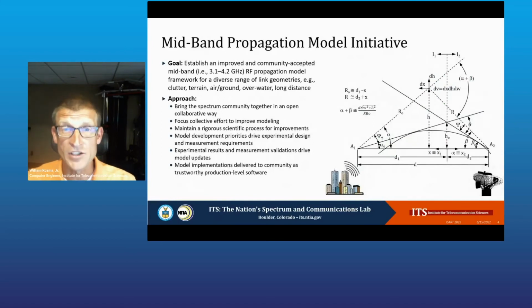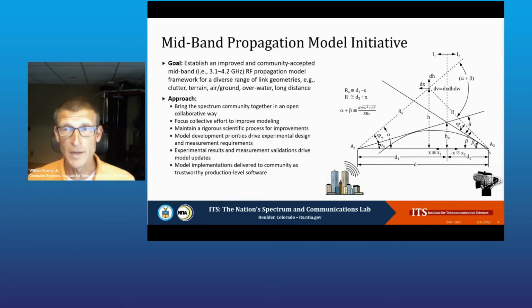Another real big program that's just kicking off this fiscal year is a mid-band propagation model initiative that's funded by the DoD. It ranges from 3.1 to 4.2 gigahertz. And really, everything is in play. We're looking at link geometries, both air to ground, talking about clutter, but also long-distance diffraction and troposcatter links. This is a large, multi-year program where we're going to be focusing specifically on the 3.5 band, but really broadly 3.1 to 4.2. So we're going to be engaging with the community to do a community-driven modeling approach, which is something we're going to talk about in a panel coming up.